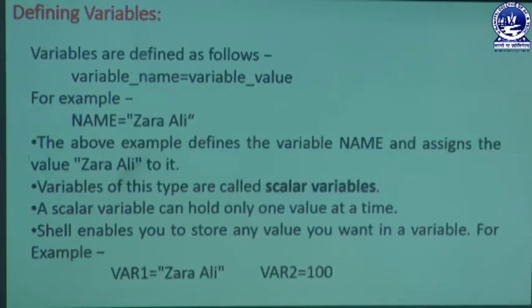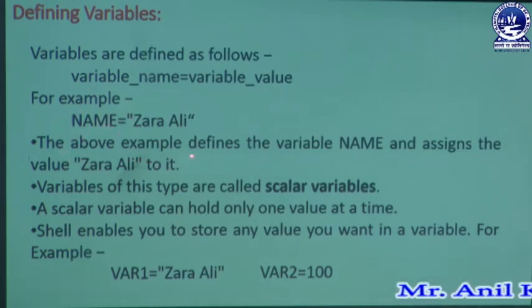In the next slide we are going to discuss how to define variables in a Unix operating system. The variables are defined as follows: variable_name equals some value. What type of values can we put in this variable? For example, you can create a variable name with the value Zarali, and that Zarali must be put in double quotes. Whenever a user puts a string value in double quotes, it is assigned to that variable, known as name.